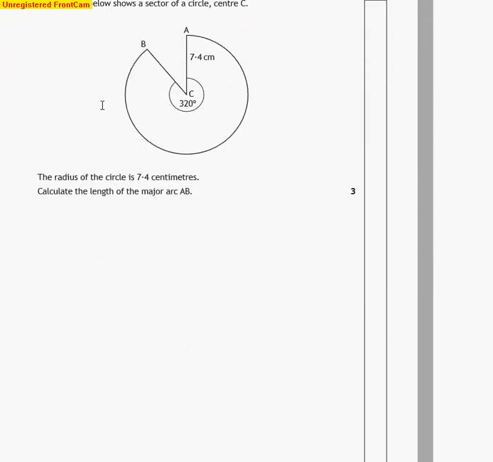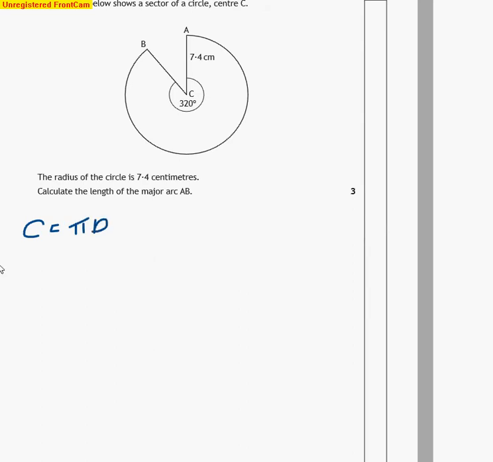Question 2. The diagram below shows a circle. The radius is 7.4. Calculate the major length of AB. So we're looking for the length all the way around here. This is a really common question. It comes up in the non-calculator as well, and it's the only equation they don't really give you. We need to know that the circumference of a circle is pi times the diameter.